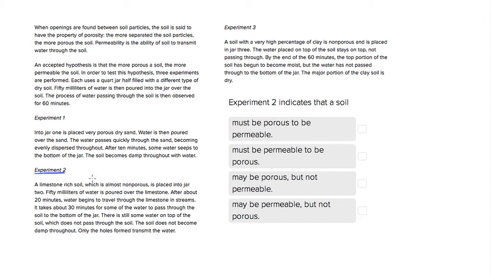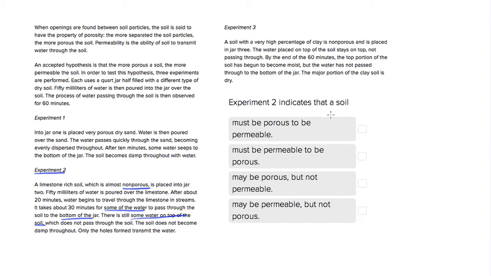So we saw in experiment 2 that this limestone soil is almost non-porous, but water still manages to pass to the bottom of the jar. So some of the water passes to the bottom of the jar, some water is still on top of the soil. So it's permeable to some extent, but it's almost non-porous. So let's look at our choices.